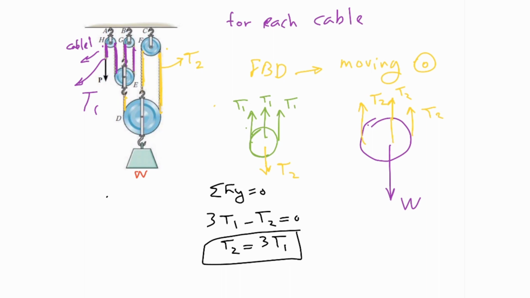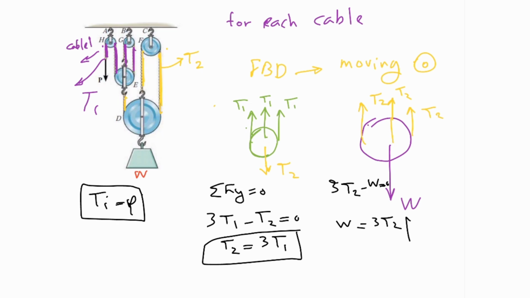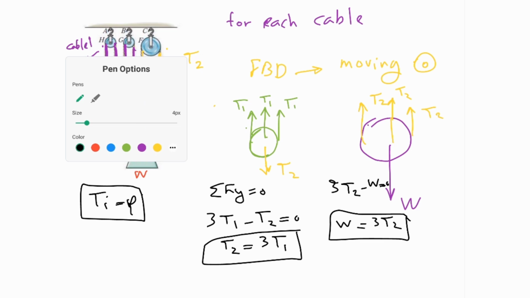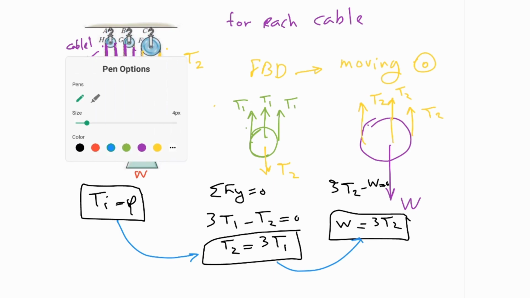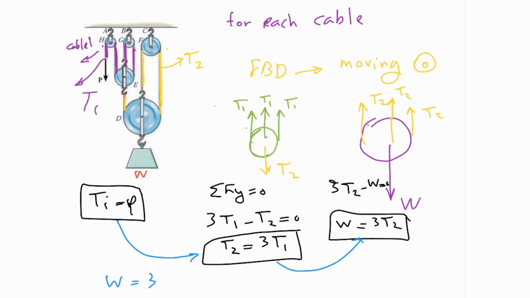The other one is saying that you have 3T2 minus W is equal to 0. And if you do that, W would be 3T2. And if you get back here, T1 is the same as P, right? And we know that T1 is P. This is from the question, actually. And if you replace P in T1 and T2 in this equation, what you get is W is 3 times 3 times P, which is 9 times P.